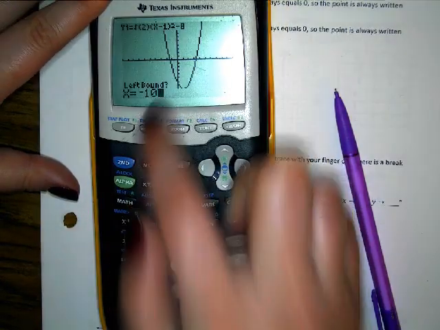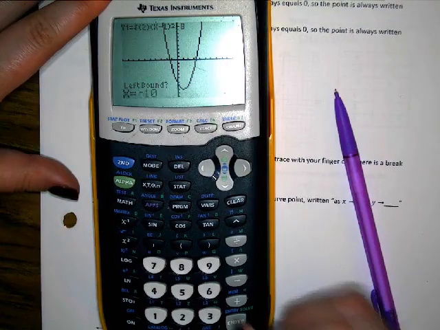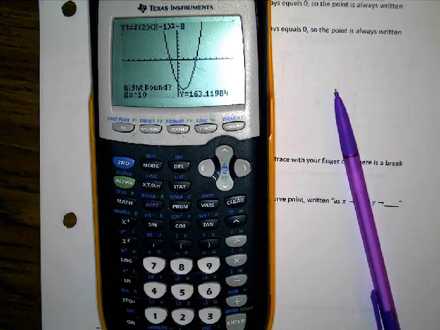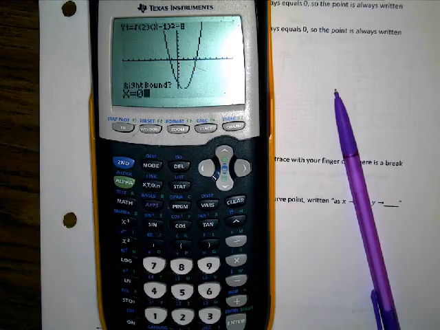And then I'm going to press enter again. It's going to make a guess where the answer is. The guess is going to be stupid. Never listen to the guess. Press enter one more time, and it's going to find the x-intercept for you.